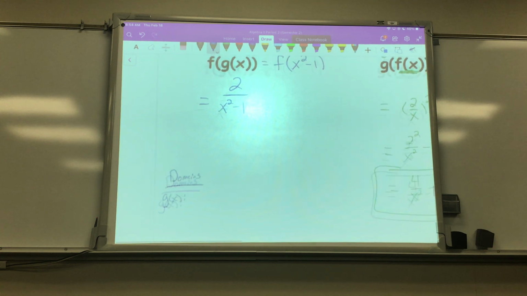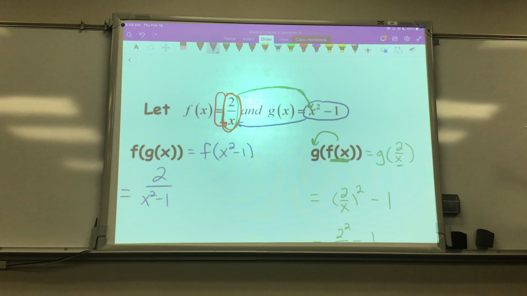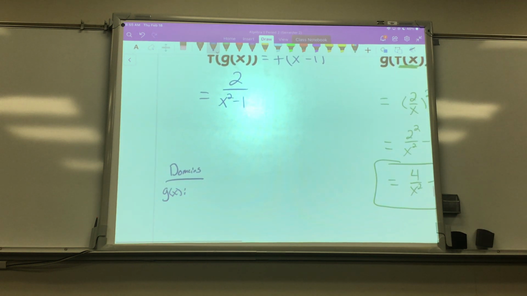The domain of g of x, x squared minus 1, is there anything I cannot plug in there? Wait, no, never mind. 1 minus 1 is just 0. No, you're fine. So the only time we've really had restrictions was when there's a variable in the denominator so far, right? Do we have a denominator at all? Not in g, no. So we can include everything, correct?